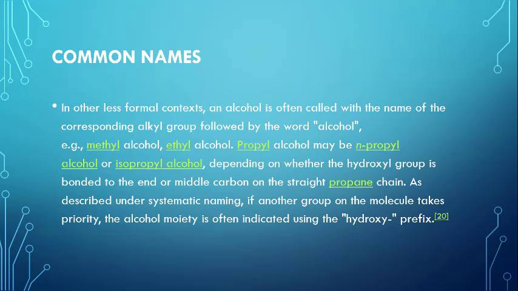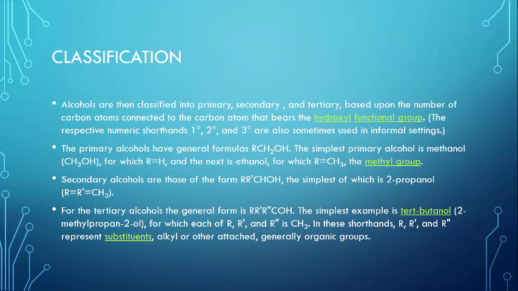Common name. In other less formal contexts, an alcohol is often called with the name of the corresponding alkyl group followed by the word alcohol. Example: methyl alcohol, ethyl alcohol, propyl alcohol, which may be n-propyl alcohol or isopropyl alcohol, depending on whether the hydroxyl group is bonded to the end or middle carbon on the straight carbon chain, as described under systematic naming. If another group on the molecule takes priority, the alcohol moiety is often indicated using the hydroxy prefix.